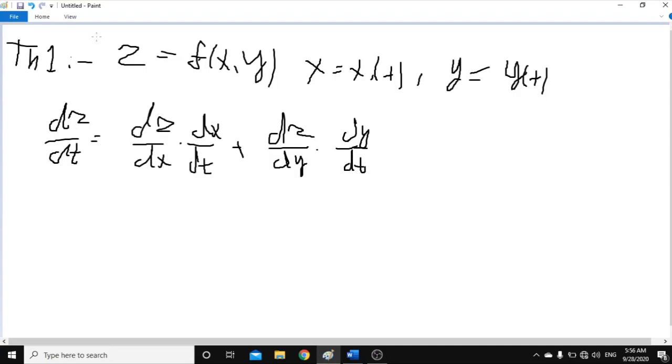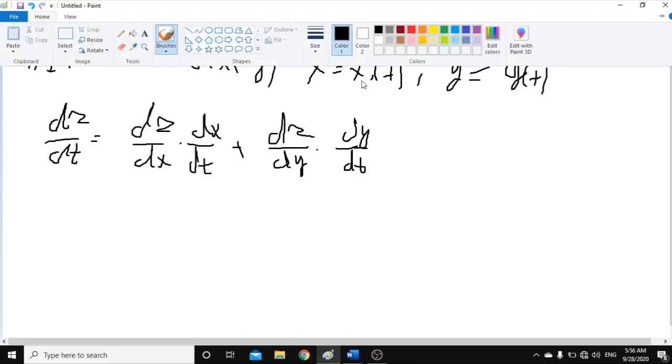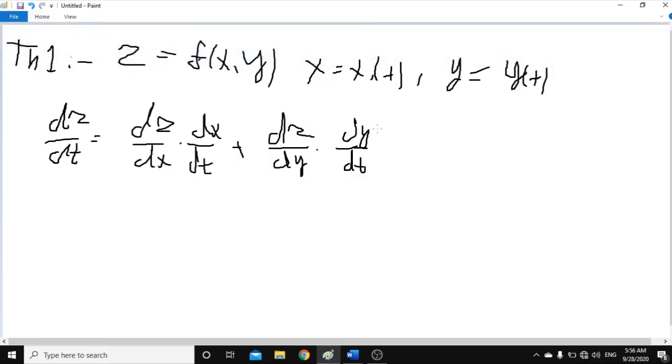So to make you understand why all of these variables are here, I'm going to draw a diagram so you can understand how this all came up. Let's start with the z. Z here consists of two variables, x and y. And x and y each consist of one variable, which is the t.